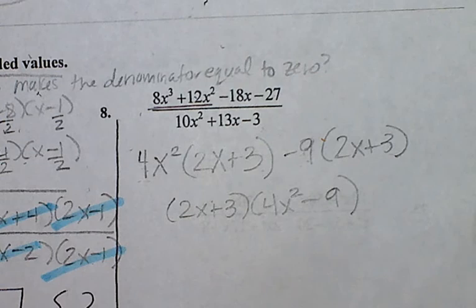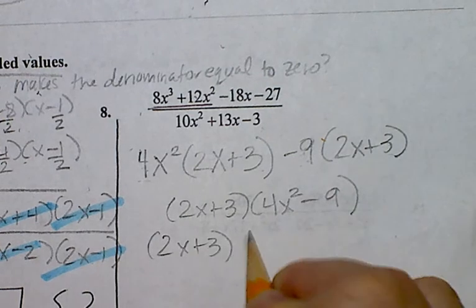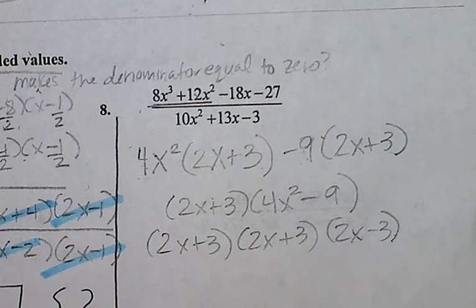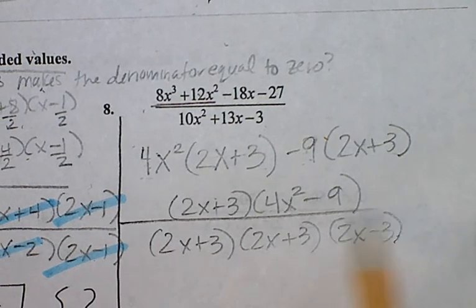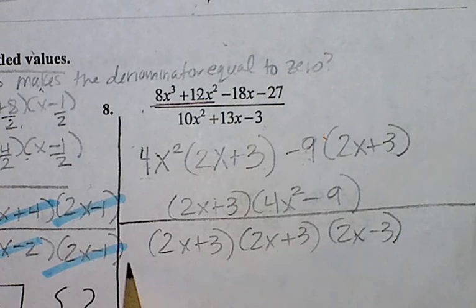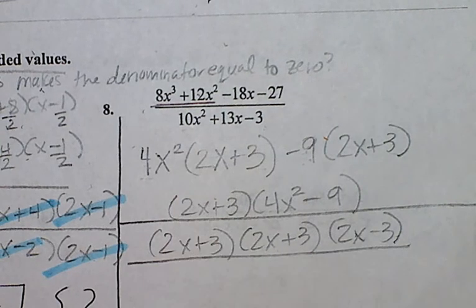If you stopped at this point, you would be wrong. You're not done. 4x squared minus 9 factors into 2x plus 3 and 2x minus 3. This is the numerator factored, okay? Then I'm going to put a division line down, and now I'm going to factor the bottom, the trinomial at the bottom.